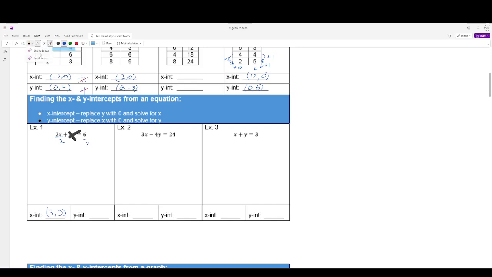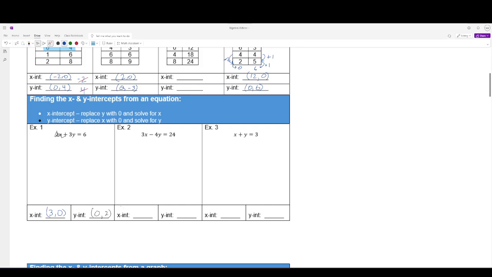Conversely, to do the opposite and find the y-intercept, I'm going to cover up the x value. So pretend this doesn't exist. We just have 3y equals 6. So x is 0 and y is 2. That is the main benefit of standard form.